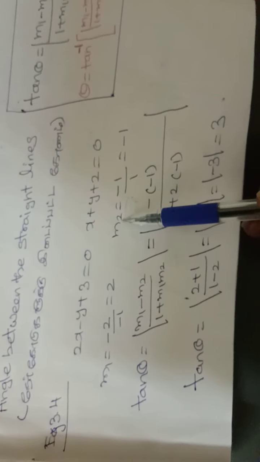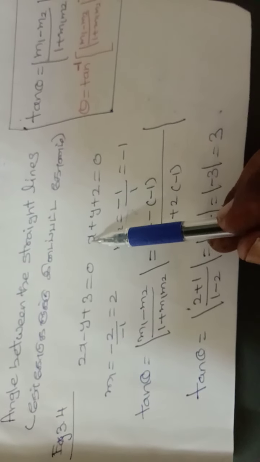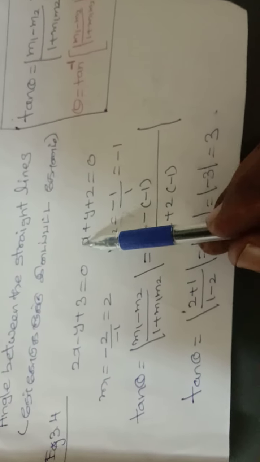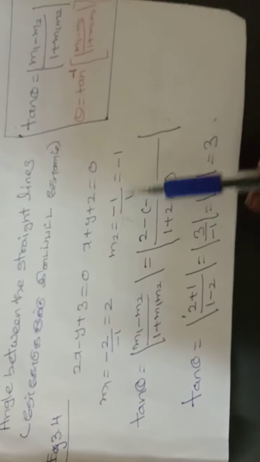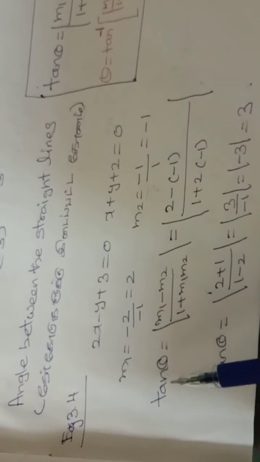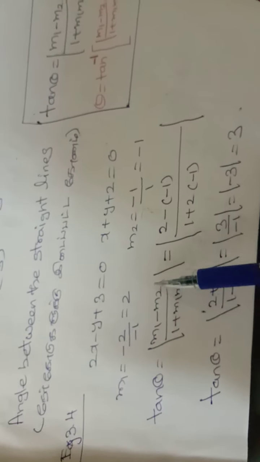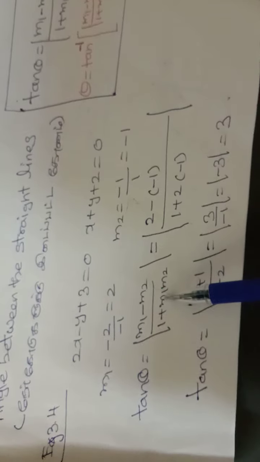What will be m2? Minus of coefficient of x. Coefficient of x is 1 here. So minus 1 by plus 1, that is minus 1. So what is tan theta? Modulus of (m1 minus m2) by (1 plus m1 m2).